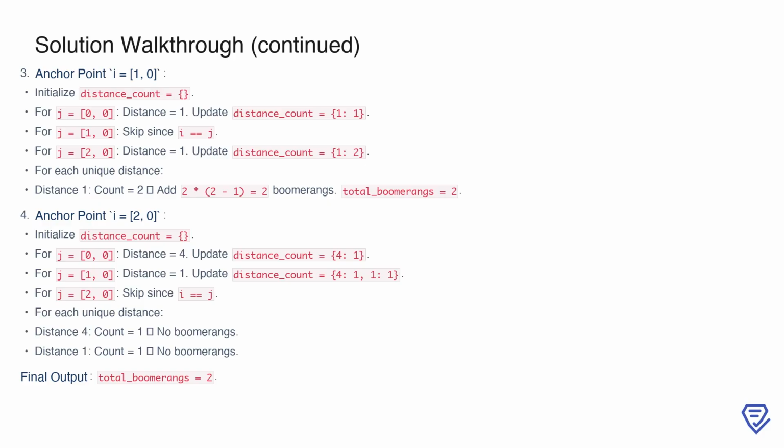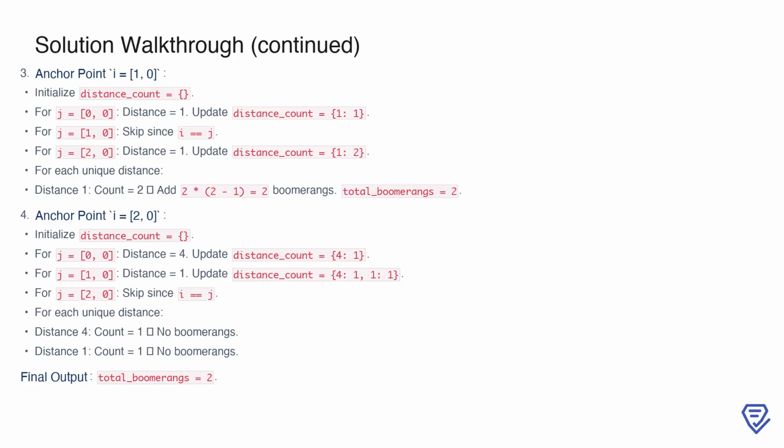Now, we check the unique distances. For distance 1, the count is 2. Using the formula count * (count - 1), we calculate 2 * 1 equals 2 boomerangs and add this to the total, making total_boomerangs equals 2. Finally, we set the anchor point to i equals (2, 0), and repeat the process.